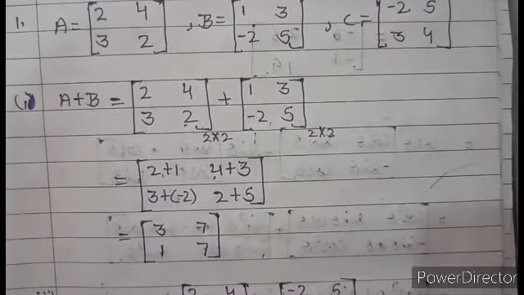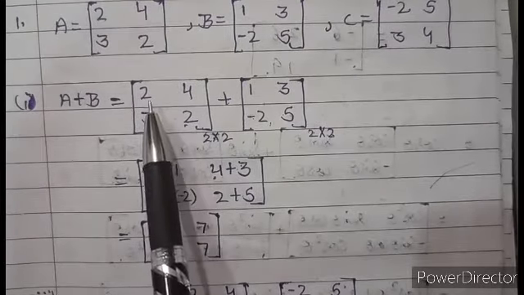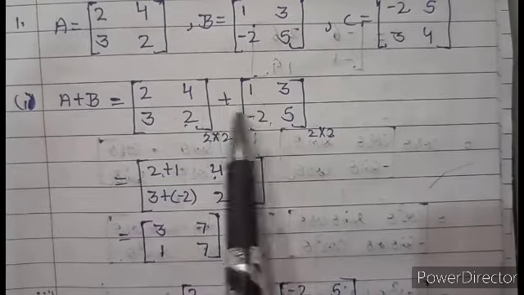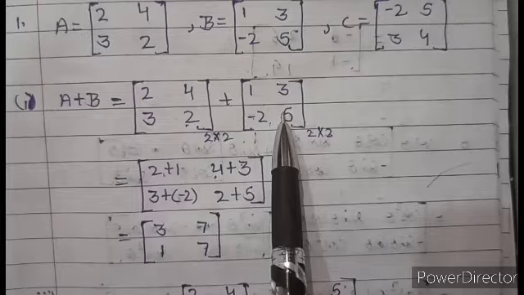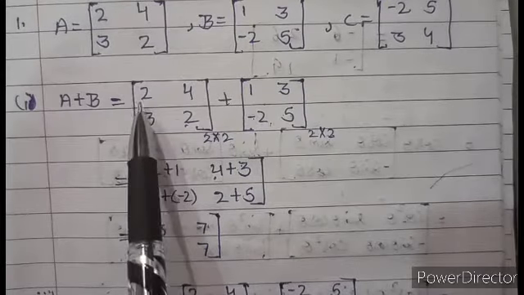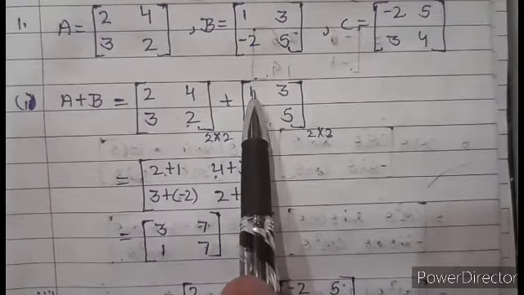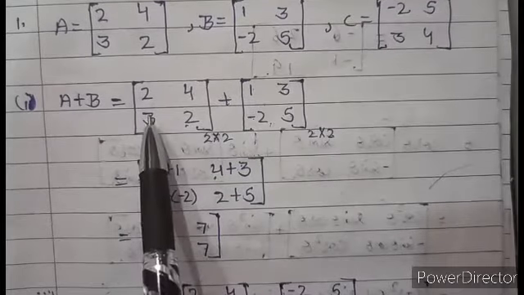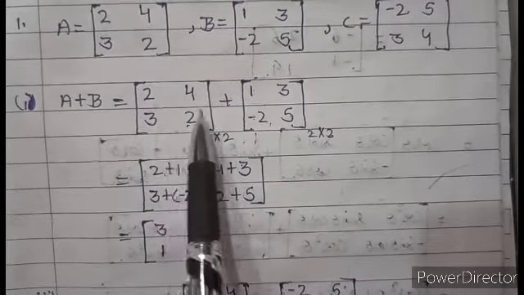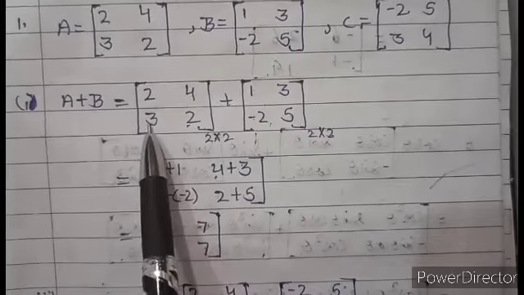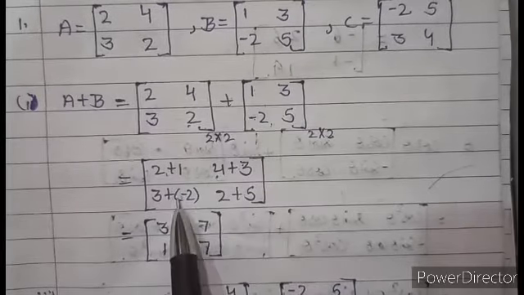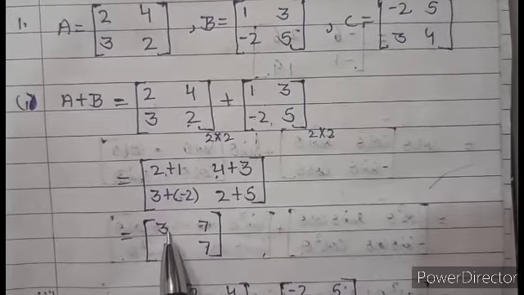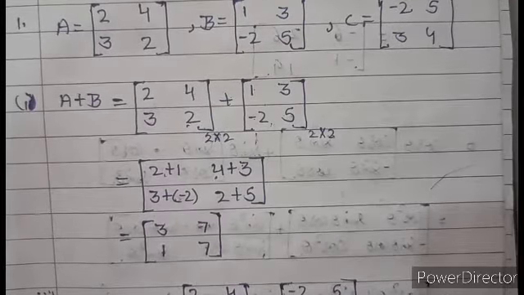Now addition is done by adding the corresponding elements of the matrices. That means the first element of the addition will be 2 plus 1, second will be 4 plus 3, second row first element will be 3 plus (minus 2), and last will be 2 plus 5, and that will give us the result as 3, 7, 1, 7.